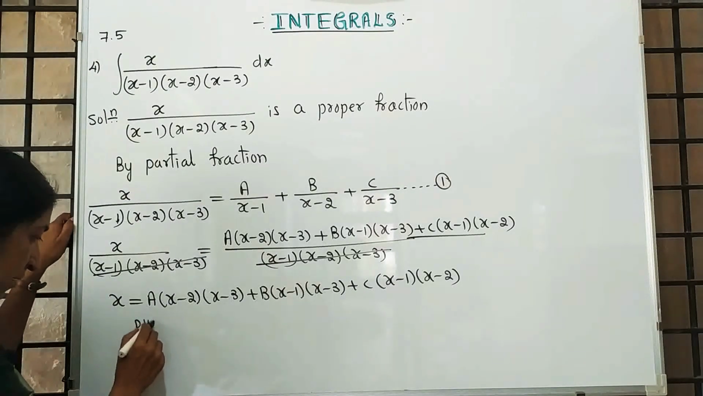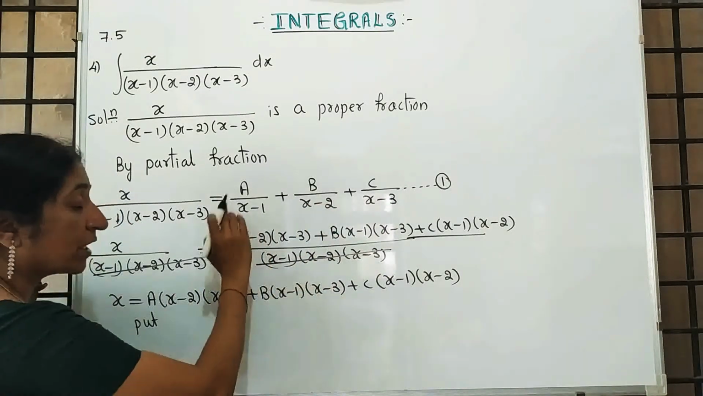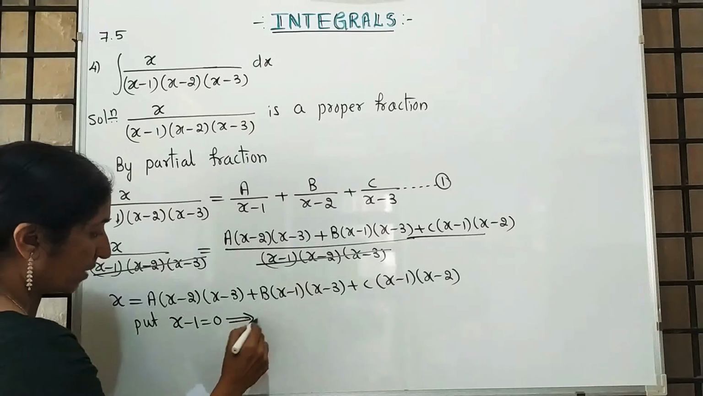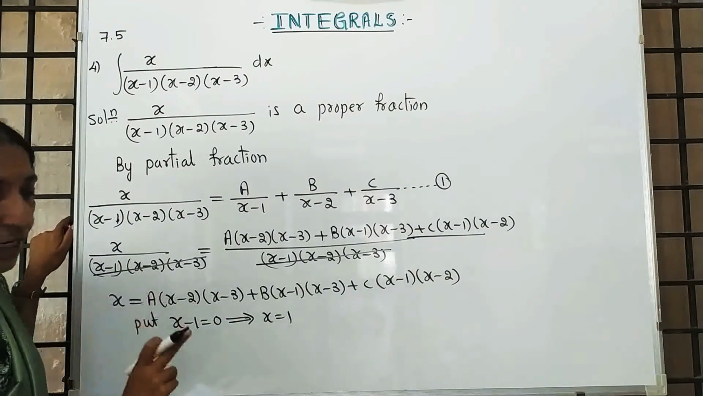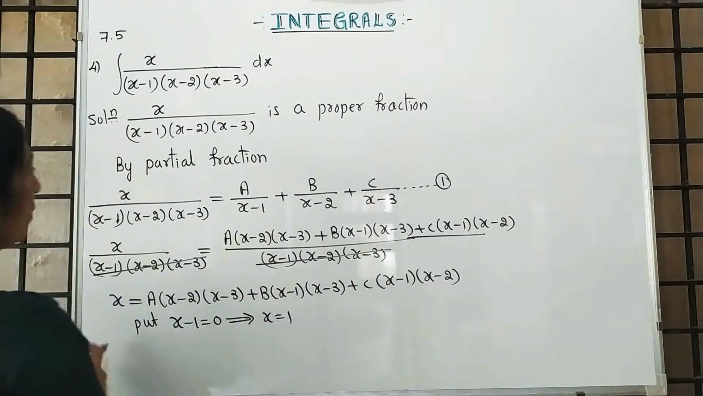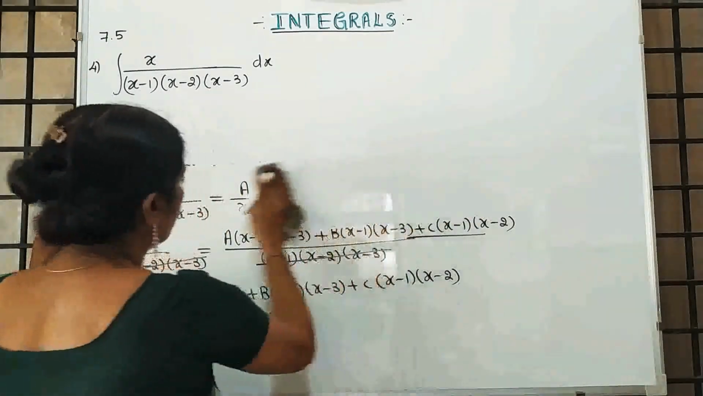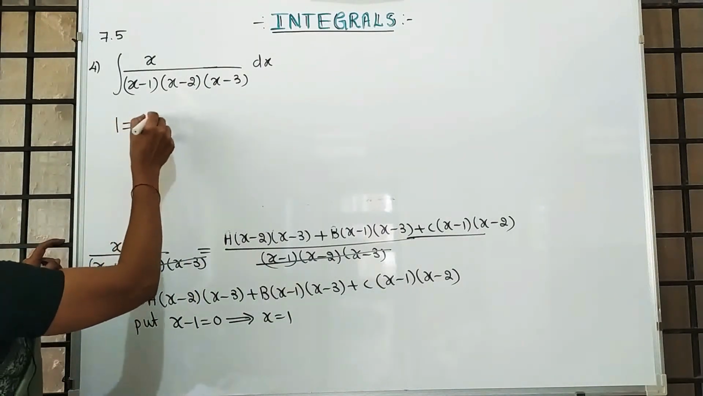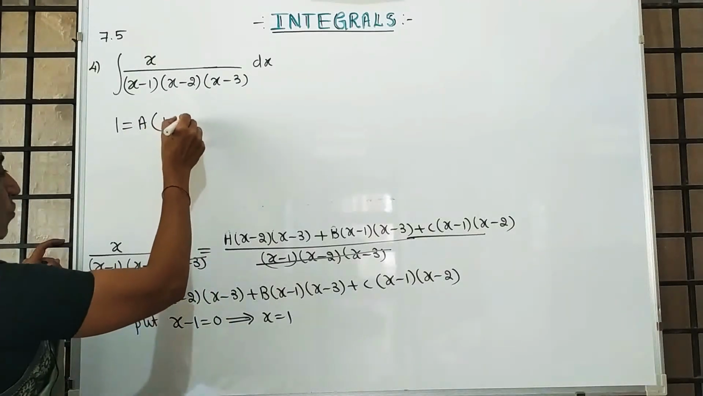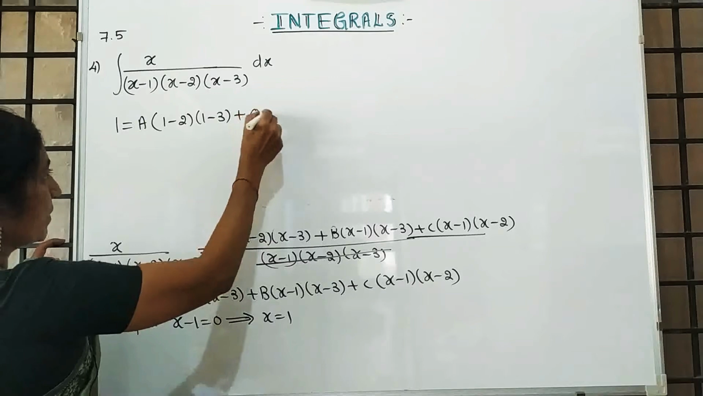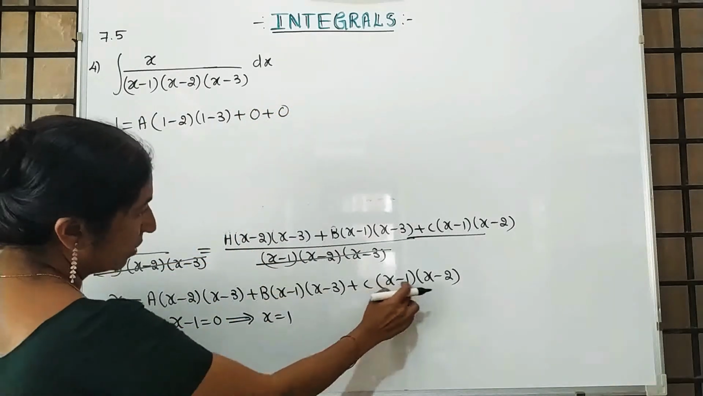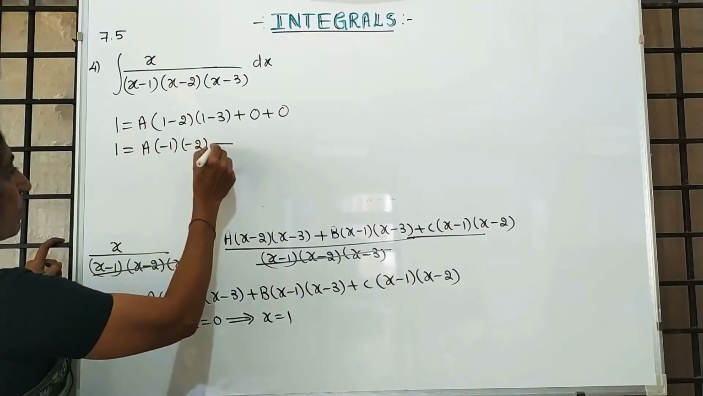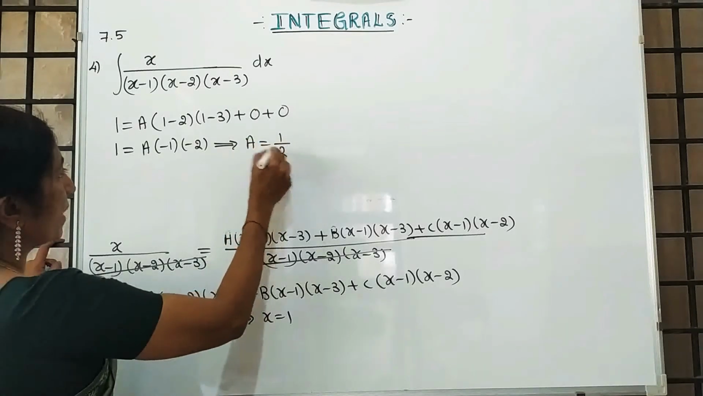Here, select the linear terms on the right side one by one. First I am writing x minus 1 as 0, that is x is equal to 1. That means wherever x minus 1 occurs you are getting a 0. So then what is your answer? It is 1 equal to a into (1 minus 2)(1 minus 3) plus b into 0 and c into 0, because 1 minus 1 is 0. 1 is equal to a into (minus 1)(minus 2), which implies a is equal to 1 by 2.